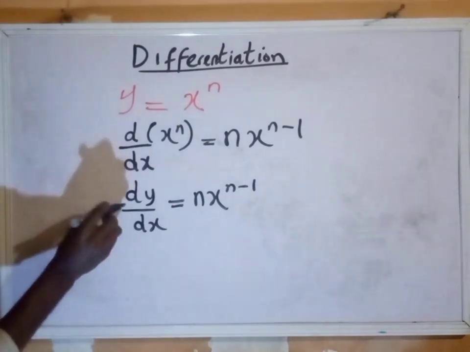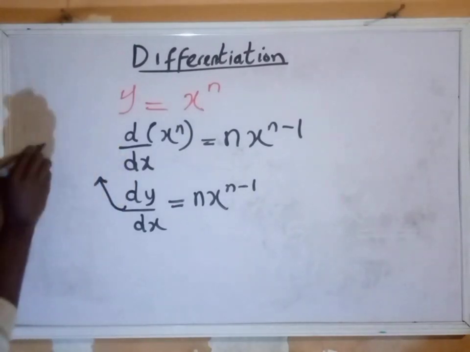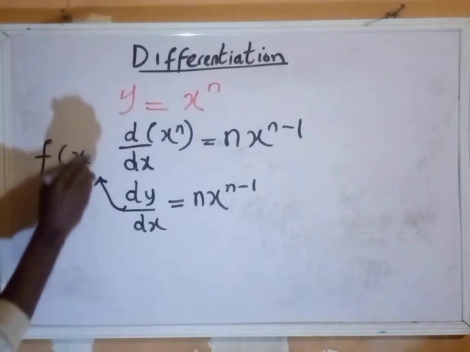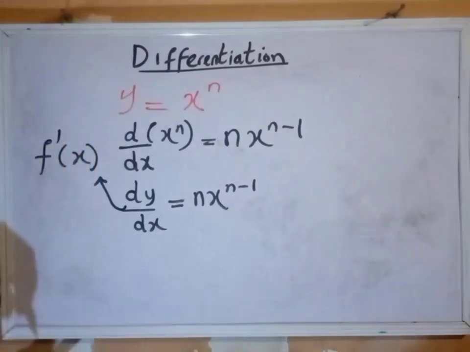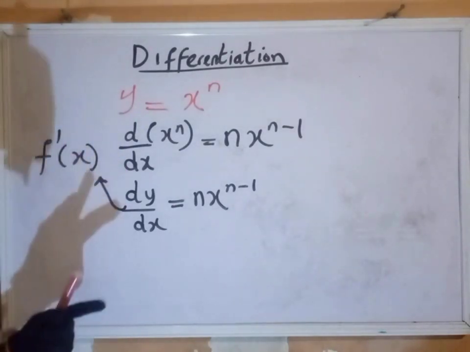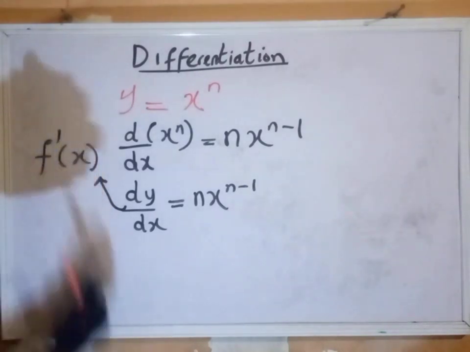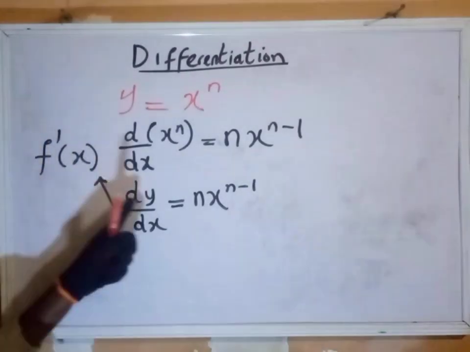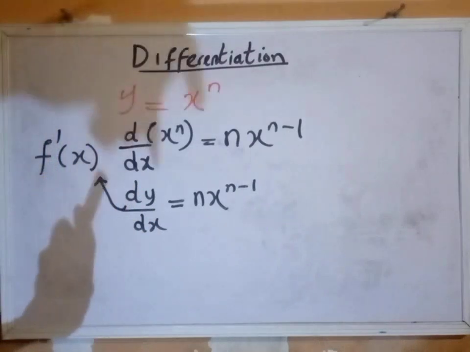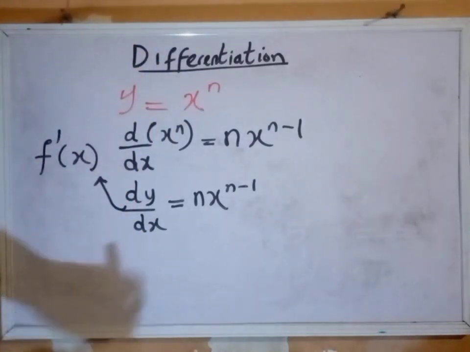But this dy dx can still be f of x. Sorry, f prime of x. So this prime indicates that we have differentiated this particular function. So either you have it as dy dx or you have it as f prime of x. So you are still dealing with differentiation.